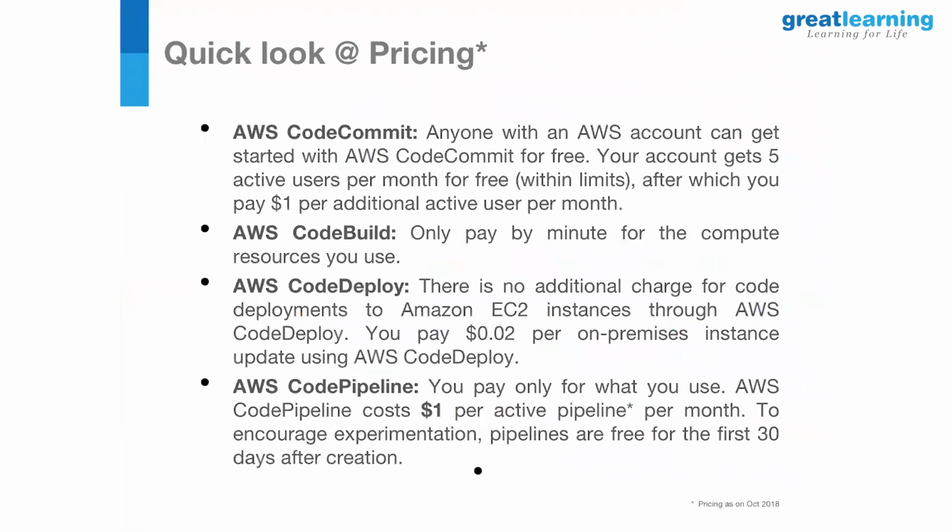So, a quick look at the pricing. If you have an AWS free trial account, you can get started with CodeCommit for free, and your account gets 5 active users per month free, after which you pay $1 per additional active user per month. For build, you pay only by build minute. You can create a CodeBuild project and keep it as is; if you use it rarely, it is not charged. And for CodeDeploy, there is no additional charge for deploying to EC2 instances.